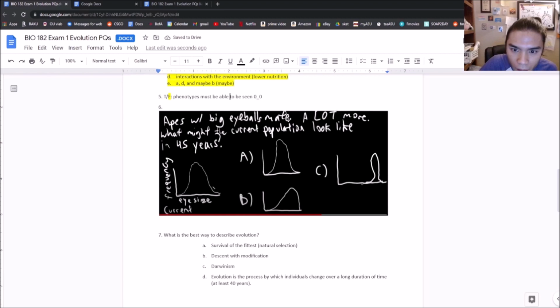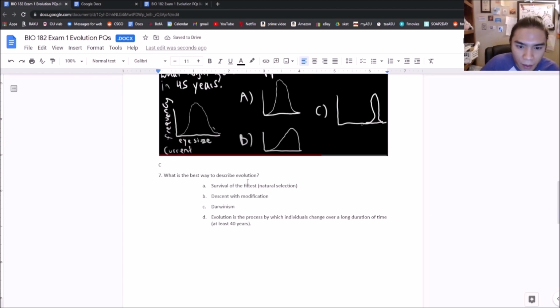Okay, apes with big eyeballs mate a lot more. Damn you, anime. What might the current population look like in 45 years? This is the current one, a pretty stable, normal population. If small eye size is over here and large eye size is over here, we would expect a shift over here because individuals with large eyes are mating more, so the frequency of their progeny with large eyes will increase, and they'll continue to be favored. So we'd probably look at C, a very strident C. This would be directional selection.